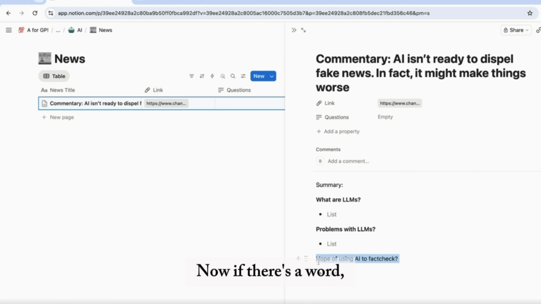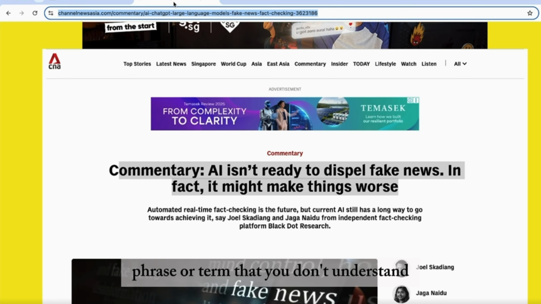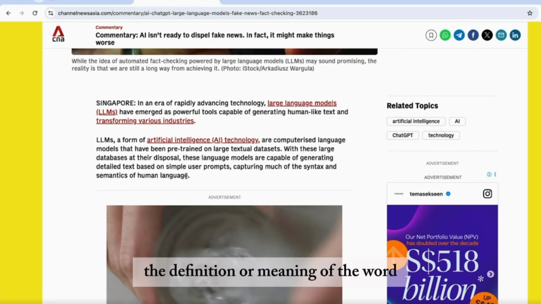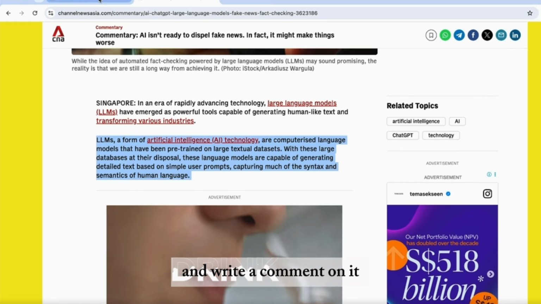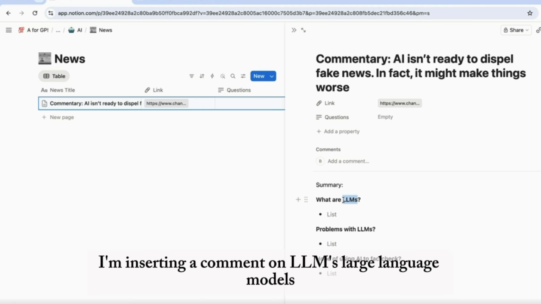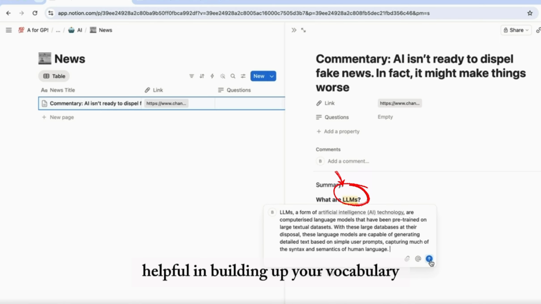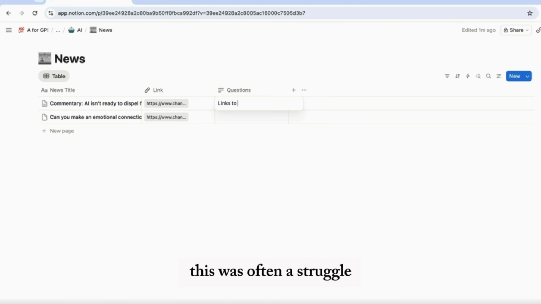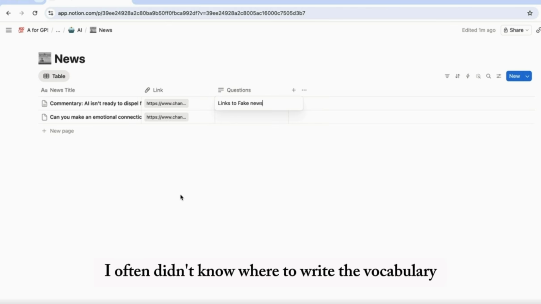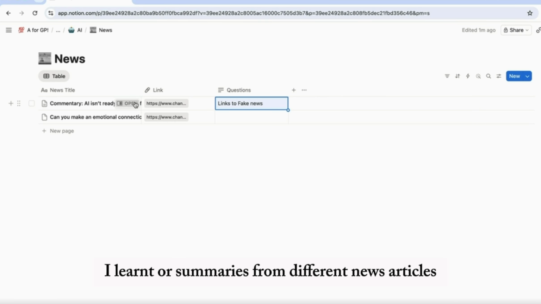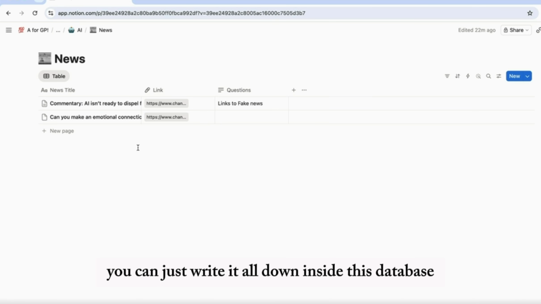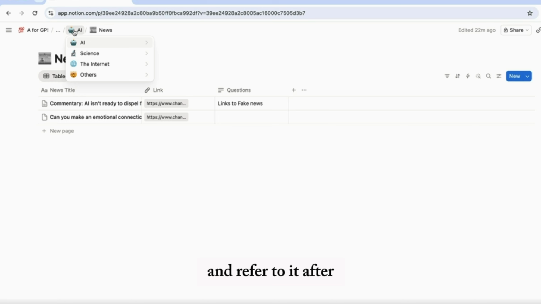Now, if there's a word, phrase, or term that you don't understand, a tip is to copy and paste the definition or meaning of the word and write a comment on it. For instance, here I'm inserting a comment on LLM, large language models. This is especially helpful in building up your vocabulary, especially when reading different news articles. This was often a struggle I faced, as I often didn't know where to write the vocabulary I learned or summaries from different news articles. Here, you can just write it all down inside this database and refer to it after.